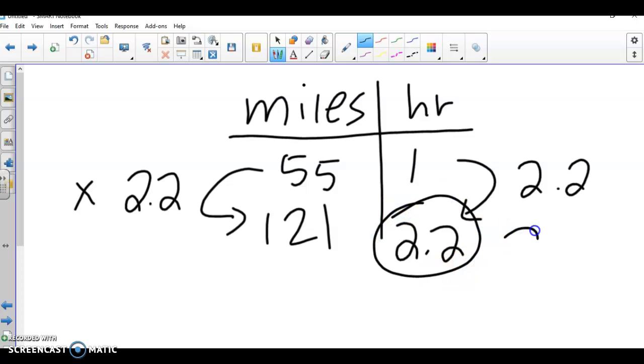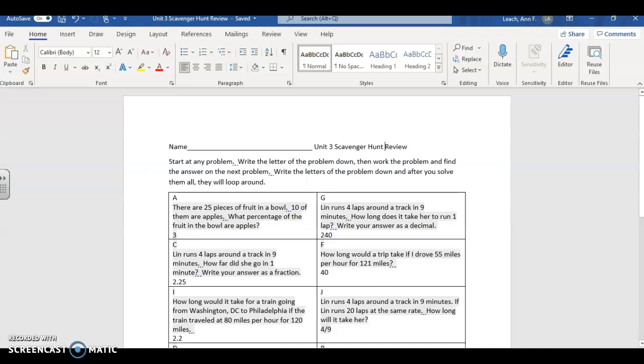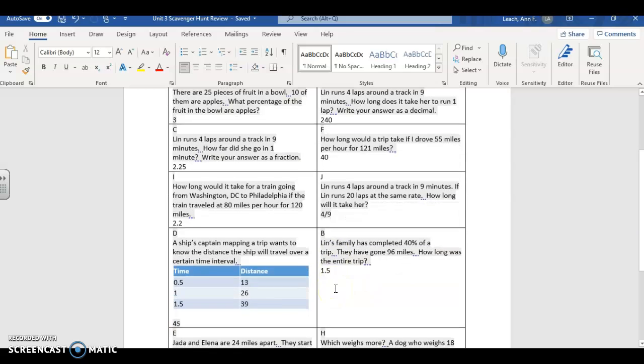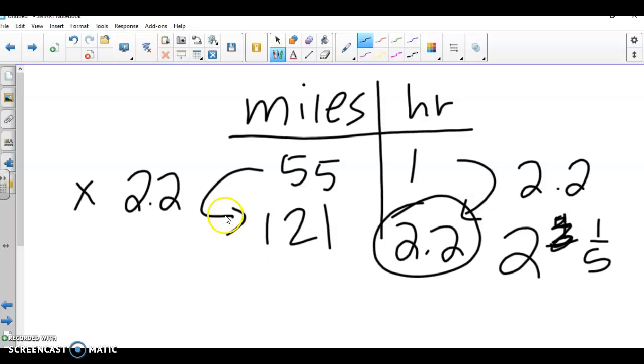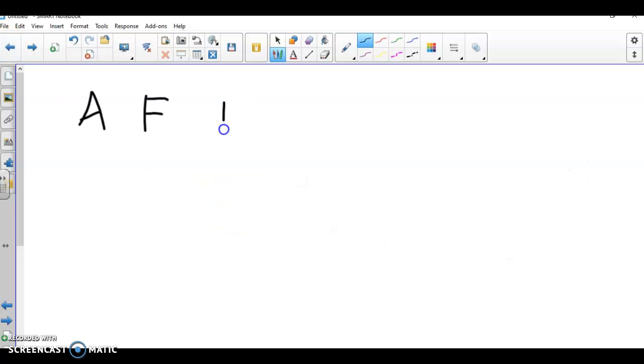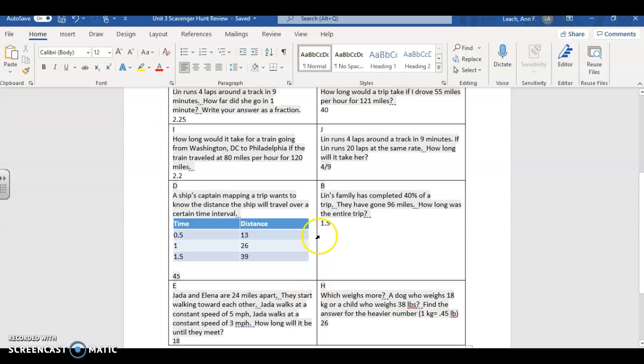If I also want the fraction, that's 2 hours, and 0.2 is 2/10, which is 1/5. I made a mistake on that one. 1/5. Yeah, 0.2 is 1/5. So 2 and 1/5 hours. Okay, so let's look for 2.2, or 2 and 1/5, 2.2. Oh, here it is, right here. So it's I. So I is our next one. So A, F, I. So let's go back and read what that says.